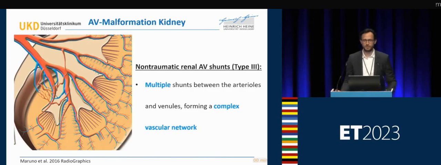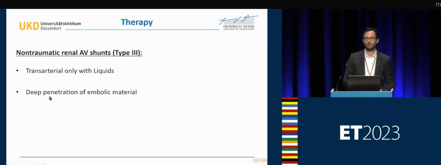The last one is type 3, where you have multiple shunts between the arterioles and venules, forming a complex vascular network. And actually, due to this complex vascular network, we have only one thing at our hand in order to really prune down to the deep area. So this has to be treated only with liquids, and we want to perform a deep penetration of the embolic material into the area of the shunt.